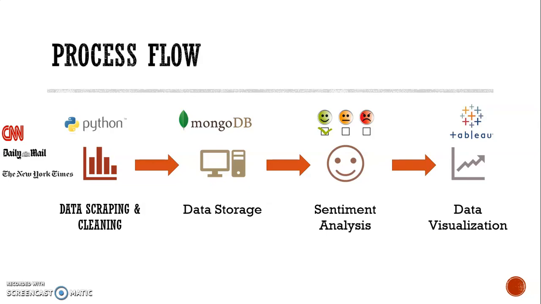Moving into next slide, process flow. We have selected our channels and articles from our three channels, CNN, Daily Mail and New York Times. And we have selected the topics as world and health. Then we are using Python code to do the web scraping and then clean this data. Then we have to store this data in MongoDB. After that, perform sentiment analysis and then do visualization using Tableau software.